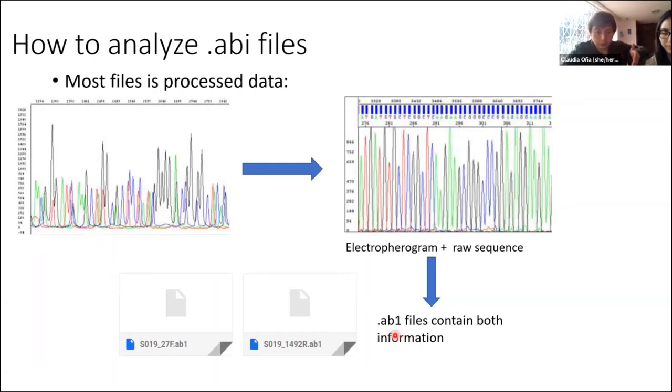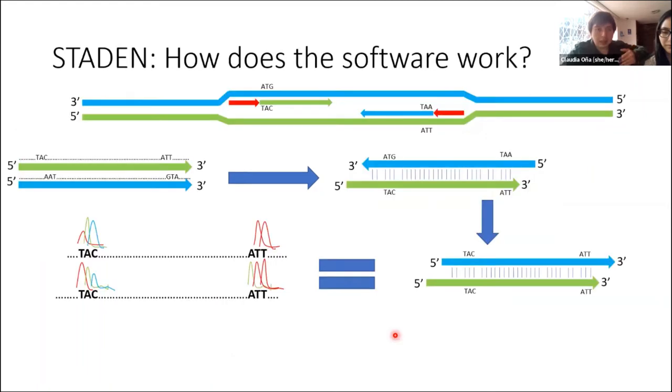So knowing this, here is what the software that we are going to use is going to do. First, here is a graphic that represents the whole pipeline that the software makes. In the first part, you can see how the chain termination PCR works. Here in red are the primers.